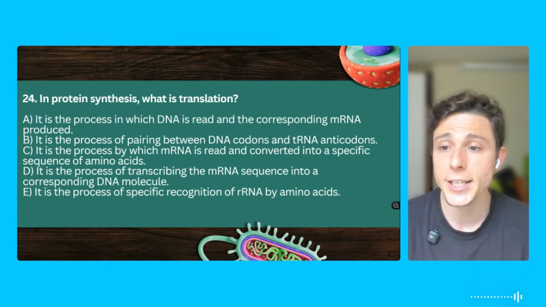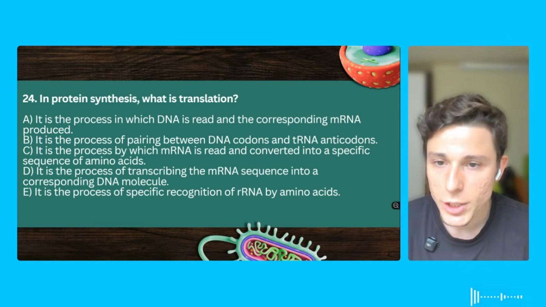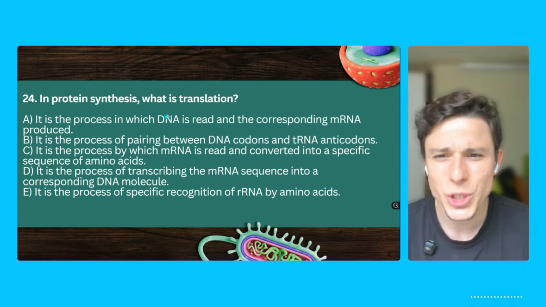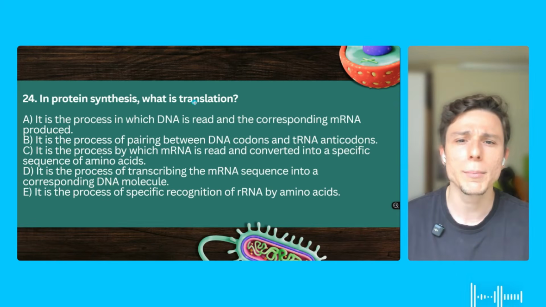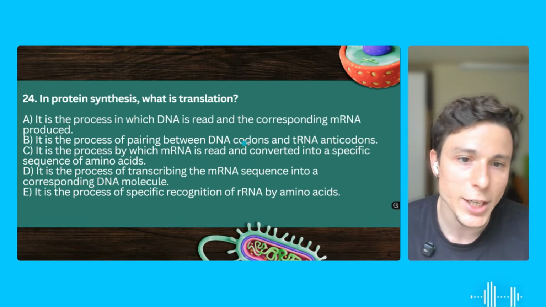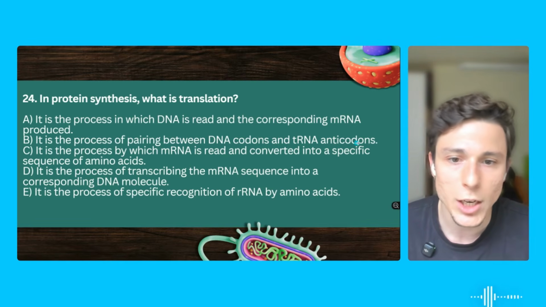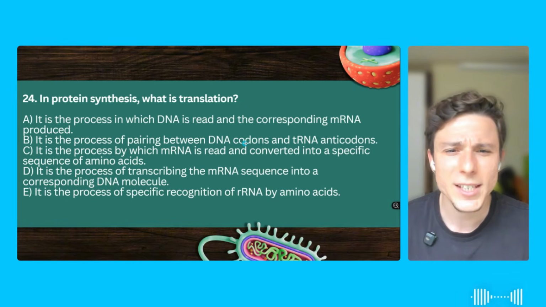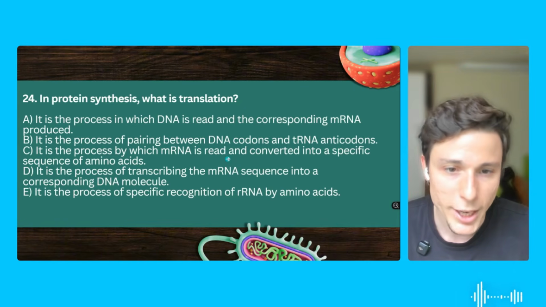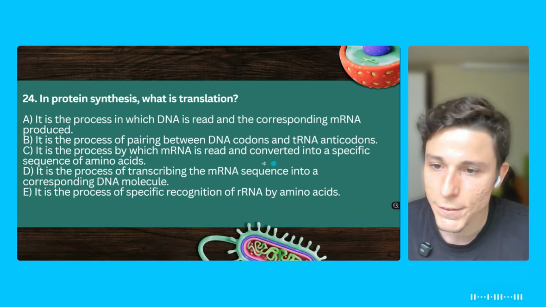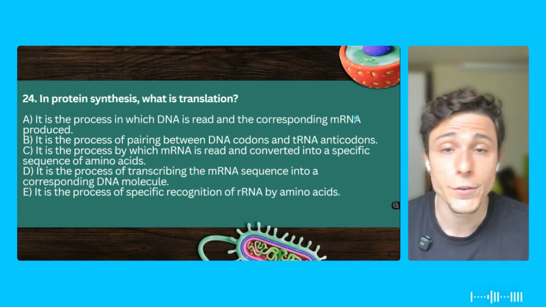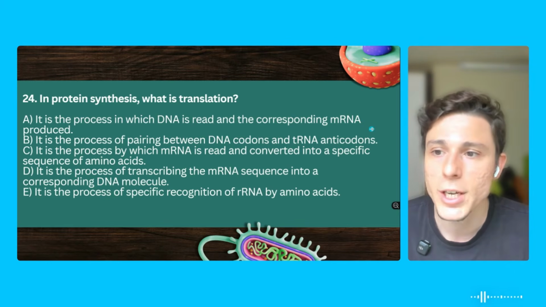With that in mind, let's take a look at the options here. Letter A, it's the process in which DNA is read and the corresponding mRNA produced. So is DNA being read? No. We're talking about translation, not transcription. Letter B, it's the process of pairing between DNA codon and tRNA anticodon. DNA codon, does that even make sense? Not at all. C, it is the process by which mRNA is read and converted into a specific sequence of amino acids. Perfect. That is the perfect definition. We don't have to go any further. Letter C is the correct option for 24.